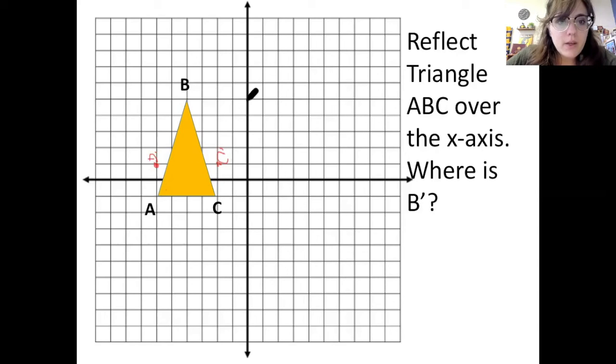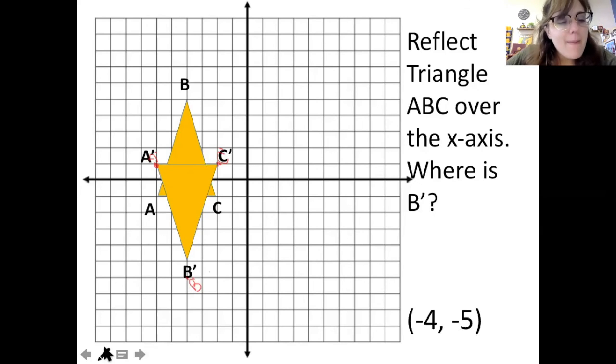B, instead of going up 6, I'm going to go down 6. 1, 2, 3, 4, 5, 6. And my B prime should be right here. So if I click next, we should be able to tell where B prime is at -4, -6. -4, -5. Miss Monroe miscounted. I put him one too far down because I think I counted that line. So -4, -5. So you go back 4, down 5.